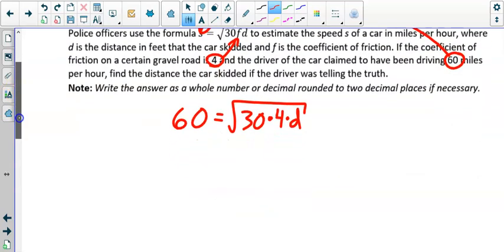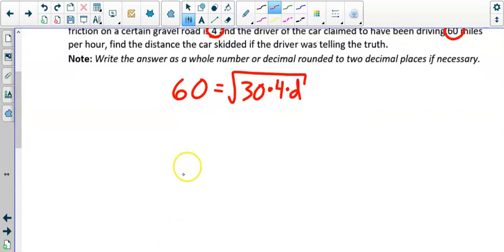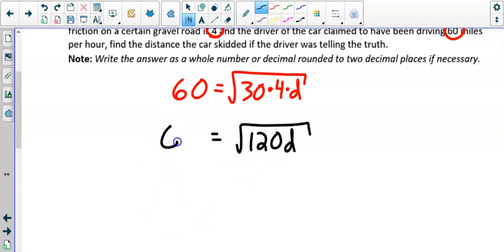All right, so what do we need to do? How do I solve for D? It's just like what we got done doing a second ago. Okay, let's deal with the inside first. So what's 30 times 4? So I have the square root of 120D equal to 60. All right? That's as far as we can go on the inside. Now what?